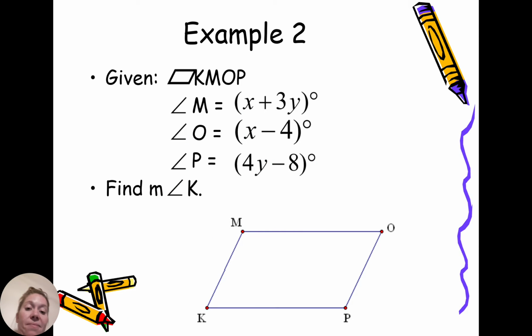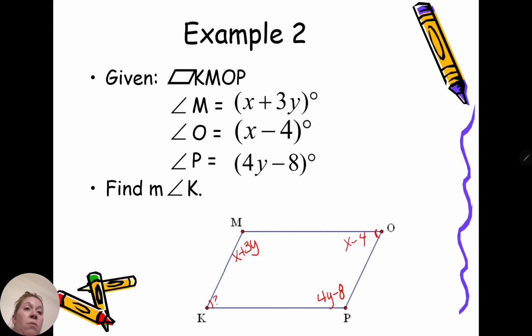There we go. All right, so let's do some algebra. We have a parallelogram and some angle measurements. Angle M is x plus 3y. Angle O is x minus 4. Angle P is 4y minus 8. And it wants me to solve for angle K. Angle K is going to be congruent to angle O, so let's solve for angle O because that'll solve our problem. But first, we've got to figure out our variables.